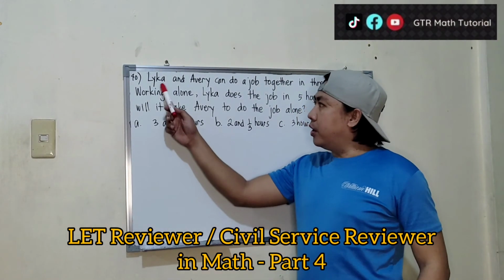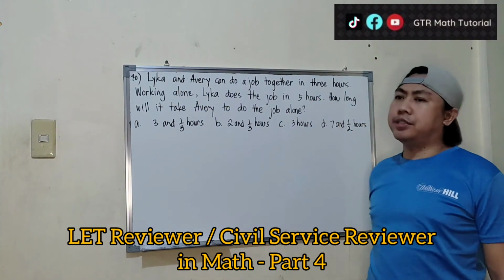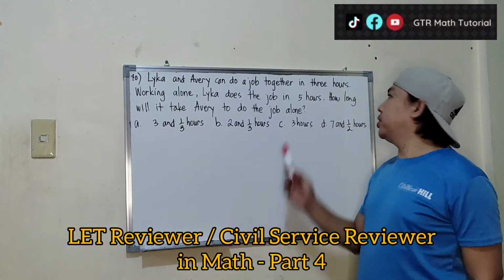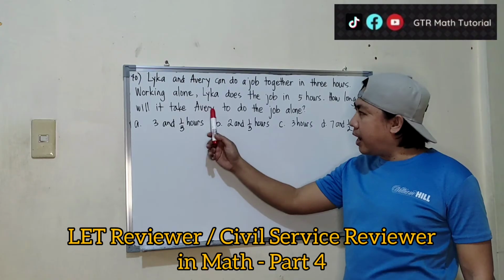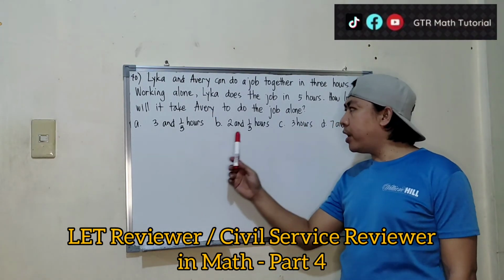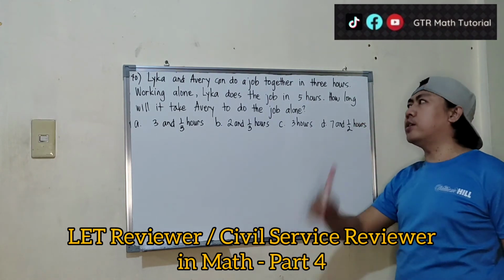Number 40. Laika and Avery can do a job together in 3 hours. Working alone, Laika does the job in 5 hours. So how long will it take Avery to do the job alone? The choices are 3 and 1/3 hours, 2 and 1/3 hours, 3 hours, and 7 and 1/2 hours.